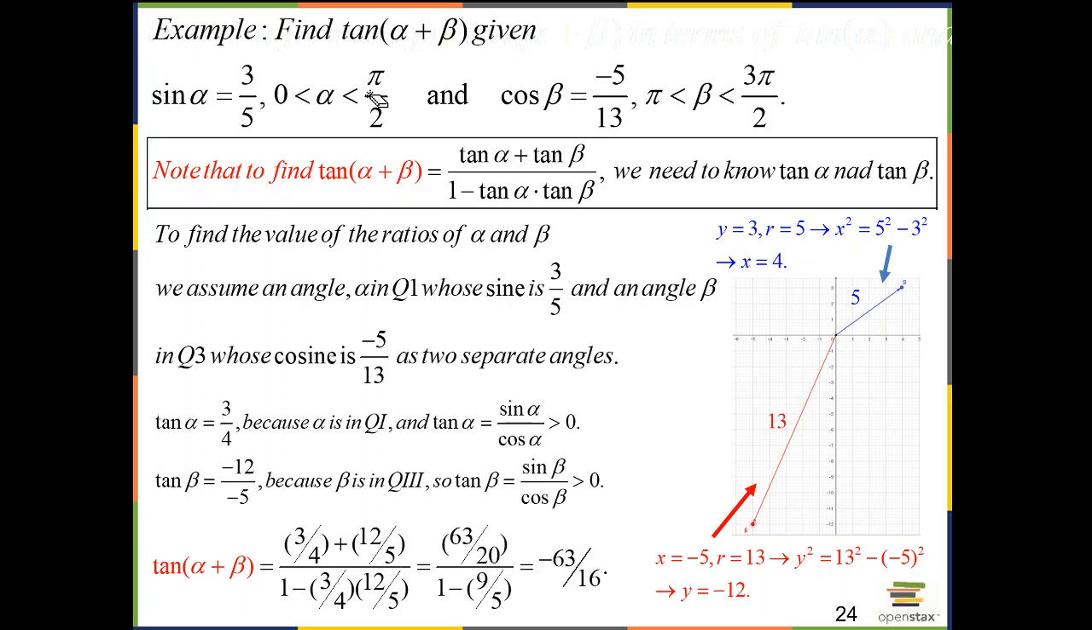Okay? So now, example, find tangent alpha plus beta given that sine of alpha is 3 over 5 and alpha is in the first quadrant, and cosine beta is negative 5 over 13 and beta is in the third quadrant, right?